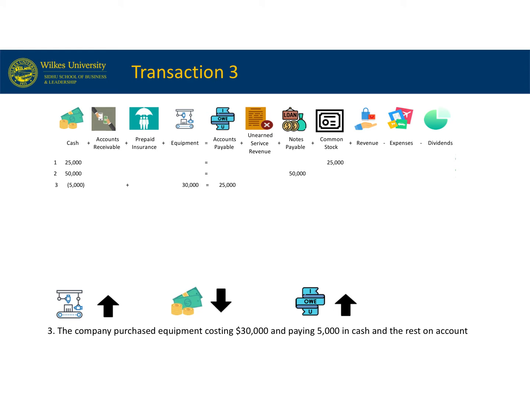Now in transaction 3, the company purchased equipment costing $30,000, paying $5,000 in cash and the rest on account.